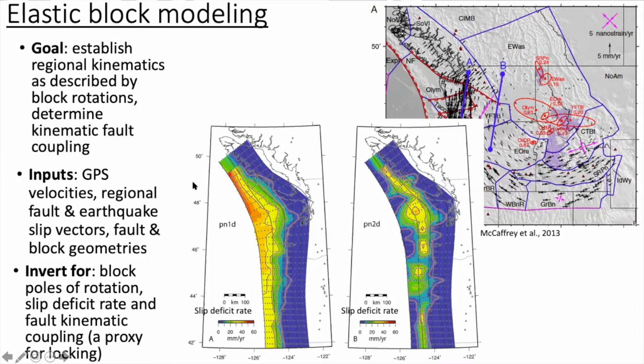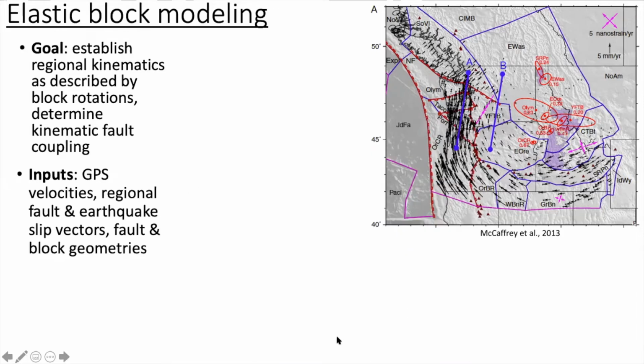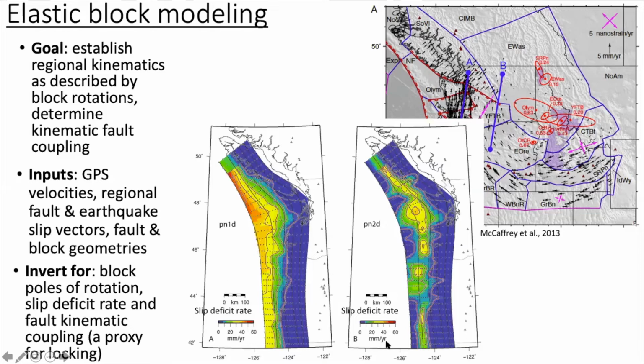And this is what leads to images like these, which you might have seen for the Cascadia subduction zone, where they're plotting slip deficit rate. So this is the difference between the predicted rate from block motions and the observed surface velocity from GPS or InSAR. Here, the warm colors show areas with high slip deficit rates, so these are regions inferred to be strongly locked, and the cool colors show low slip deficit rates, where the fault is inferred to be creeping at close to plate rates.